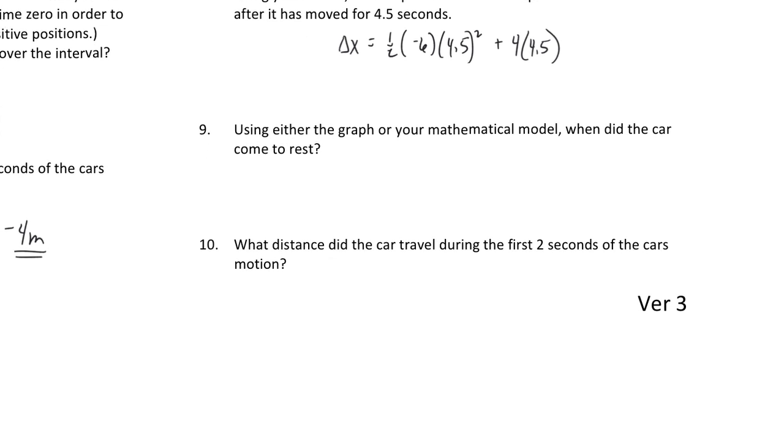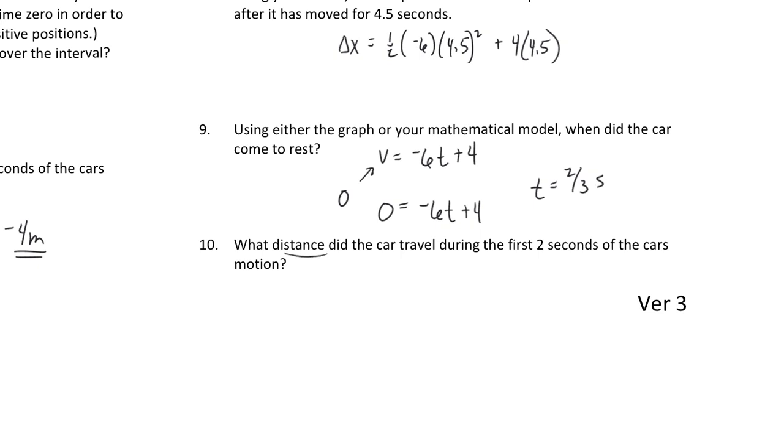Using either your graph or your mathematical model, when did the car come to rest? I'm going to use my mathematical model. It's hard to do it on the graph and get it right. So v equals -6t plus 4. I'm going to put in 0 for v. This will tell me when the car was at a velocity of 0. So 0 equals -6t plus 4. So t equals 2/3 of a second.